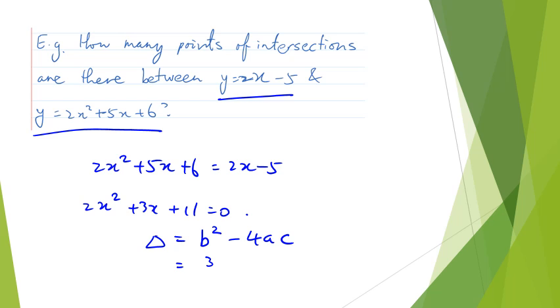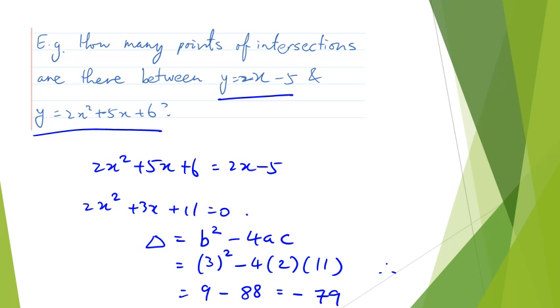I should write out the ones in between. So 3 squared minus 4ac, we have 9 minus 88, giving us negative 79. So how many points of intersections? None, right? Because that's less than 0.